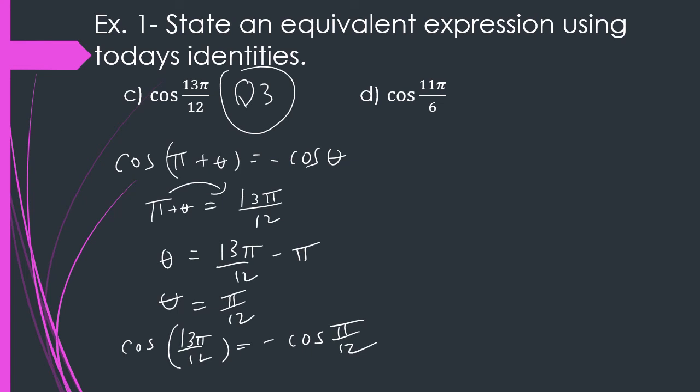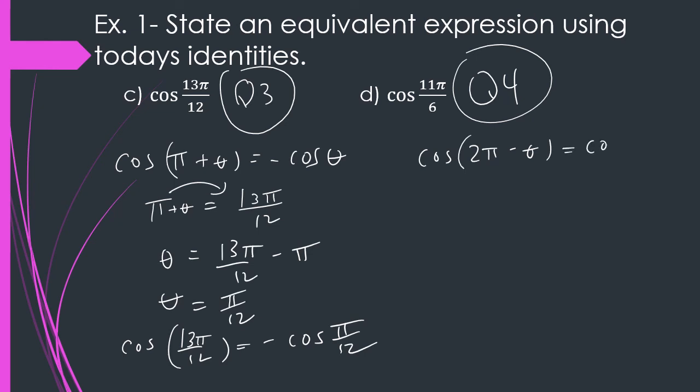The next one, D, cos 11 pi over 6. However you figure out what quadrant it is, completely up to you. It is in quadrant 4. So that means we're going to use the equivalent cosine expression for quadrant 4, which is cos 2 pi minus theta equals cos theta. Again, that is not an acute angle. That is not the related acute angle theta. That is the angle in standard position.